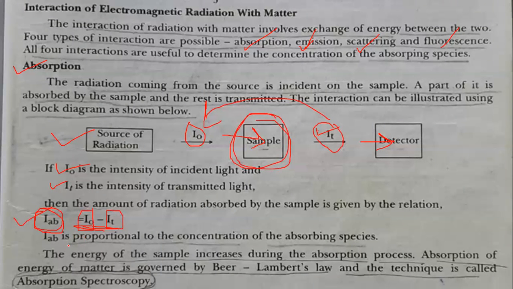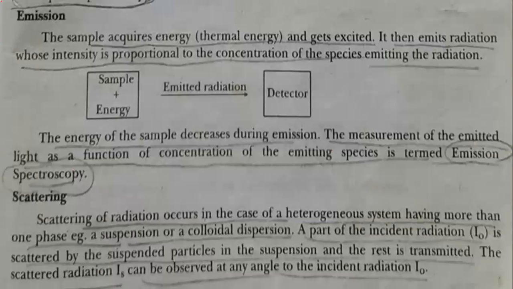Okay, and that absorption is proportional to the concentration of the absorbing species, and this is very clearly and finely explained by Beer-Lambert's law. The technique used for this is absorption spectroscopy. As we are studying absorption, the technique is called absorption spectroscopy.